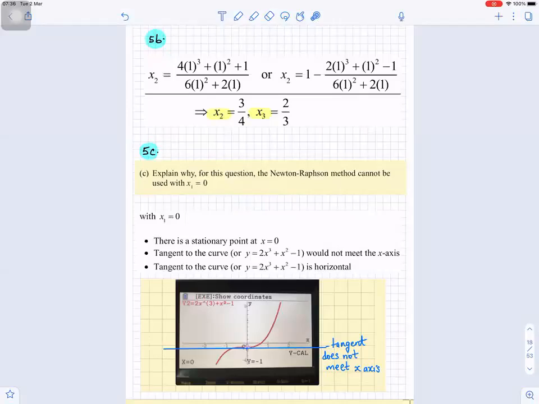So this is showing you a neater version of question 5b. x2 is 3 over 4 and x3 is 2 over 3. It's the same thing, but it's just been typed and done neatly.